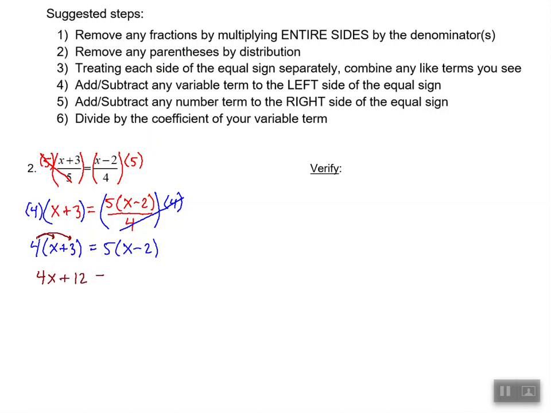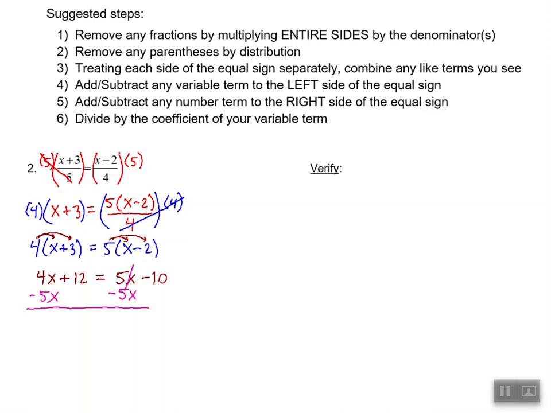Equal sign. And let's do here 5 times x and 5 times negative 2. Okay, now we get down to this. I still need to move my variable term to the left side of the equation. I see a variable term here. I'm going to move it over to here. It's a positive 5x, so negative 5x goes right underneath it. And I'm going to put that on both sides.